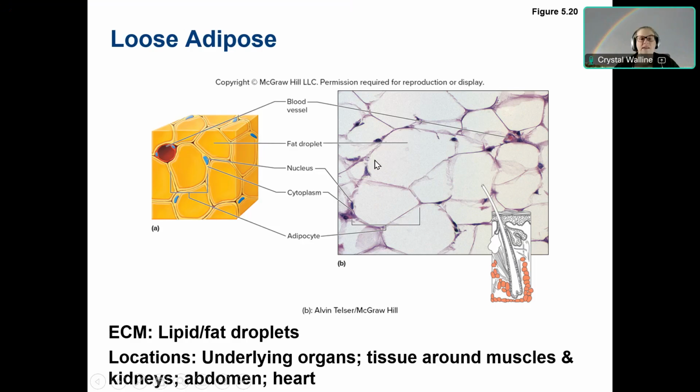So this white stuff that you're seeing here is a big organelle called a fat droplet or a lipid droplet, and it's storing fat. You find fat, again, supporting a lot of organs around tissues like muscles, around the kidneys, and your abdomen, and around your heart.